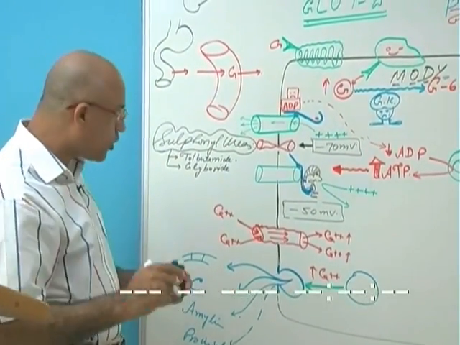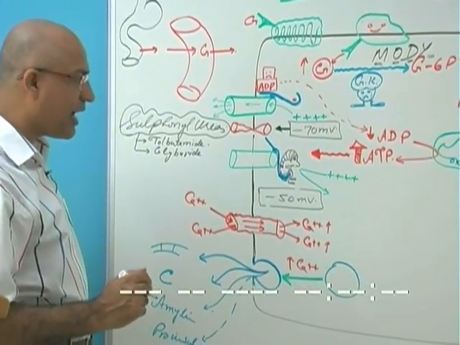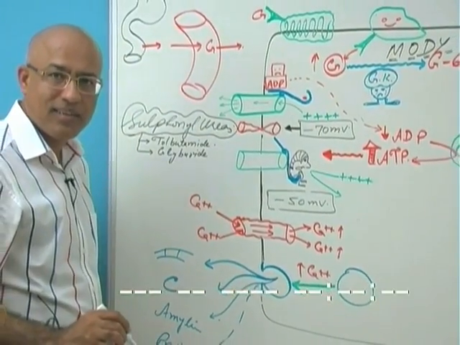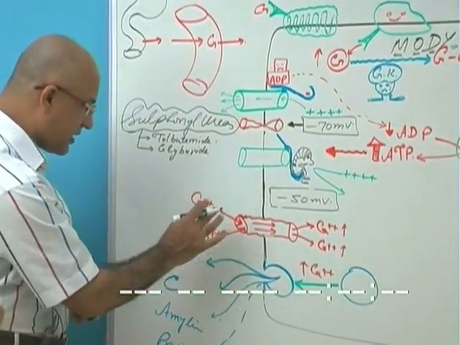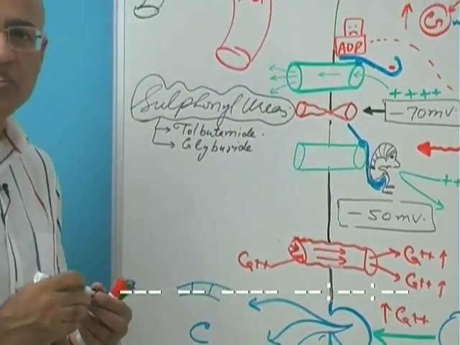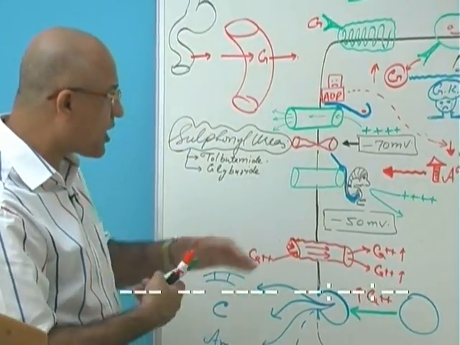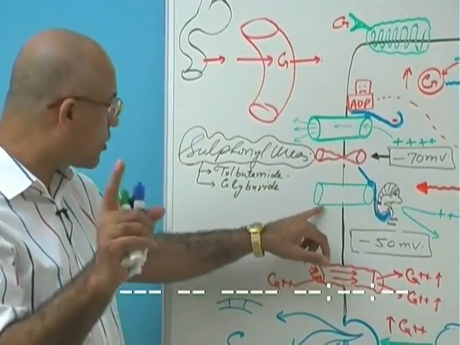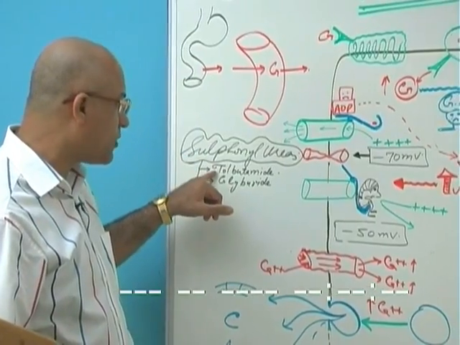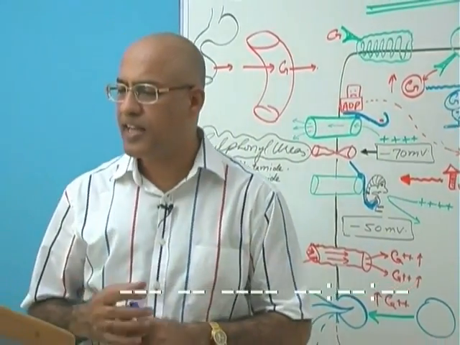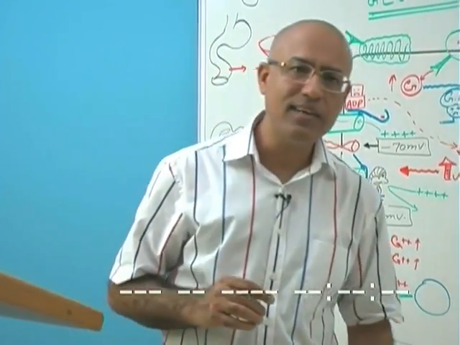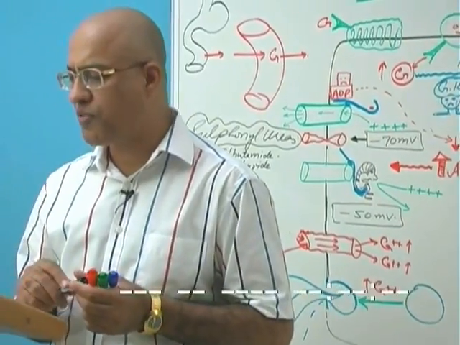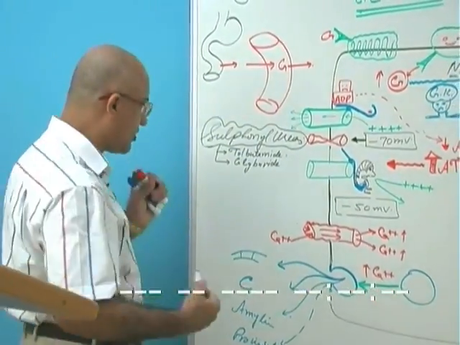And another group of drugs is also available which also works here. Who will tell me the name of the second group of drugs which also work on the ATP sensitive potassium channels and block them? One group is sulfonylurea like tolbutamide and glyburide, and the second is meglitinides. Very good. The second group, which is a new group of drugs, is meglitinides.